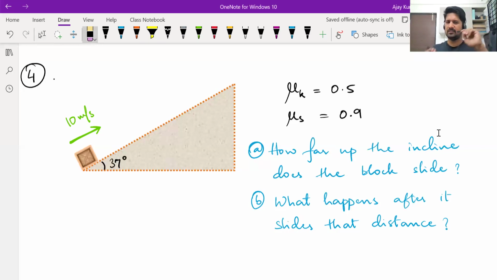See, in physics, not just in this question, generally when you are given any problem in physics, you should first think of why. I mean, what happens to the system? The question is asking you how far up the incline does the block slide. So you need to think, why should there be a limit to the distance it slides? Tell me, what prevents the block from going up? Friction. Okay, anyone else? What prevents the block from going up?